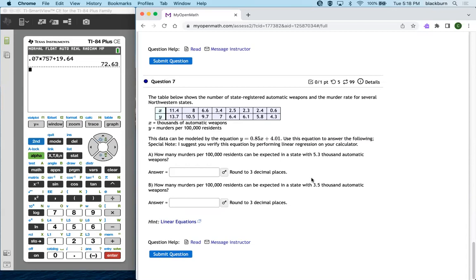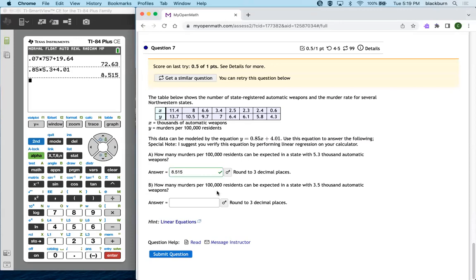Special note, I suggest you verify this equation, well, we could do that, but we've done it a few times, so let's just go. How many murders per 100,000 residents can be expected in a state with 5.3 thousand automatic weapons? So all I'm going to do is 0.85 times 5.3 plus 4.01. So we're going to expect 8.515 murders per 100,000 residents if that community has that many weapons.